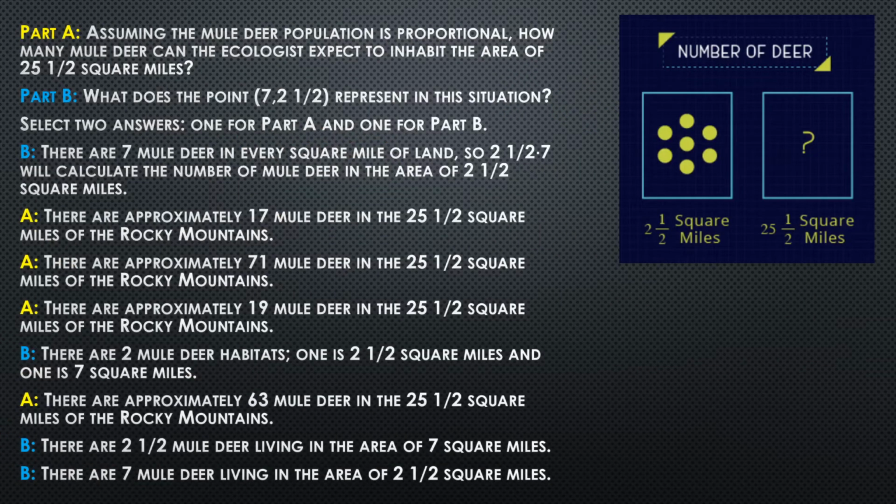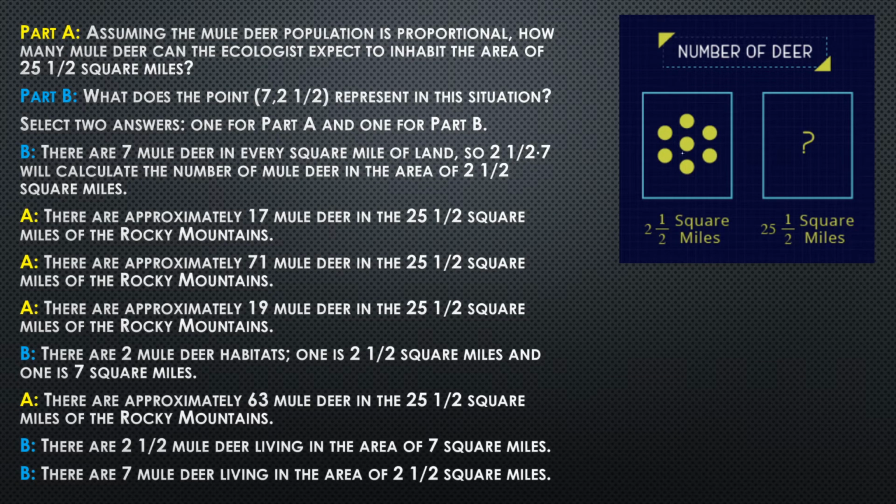Our next question says that assuming the mule deer population is proportional, how many mule deer can the ecologist expect to inhabit the area of 25.5 square miles? And part B wants to know what the 7, 2.5 represents in this situation. Okay. Well, let's look at part A. Part A is essentially asking us to solve for that question mark, which is going to be how many deer can live in that area.